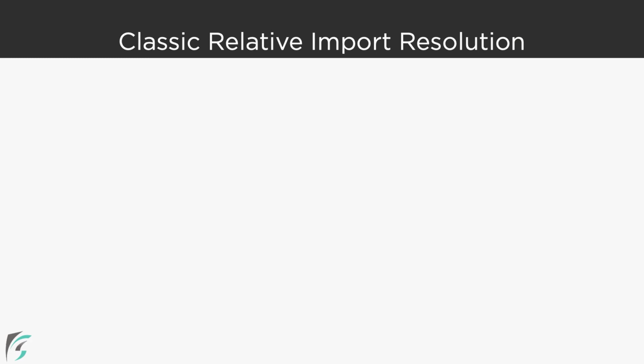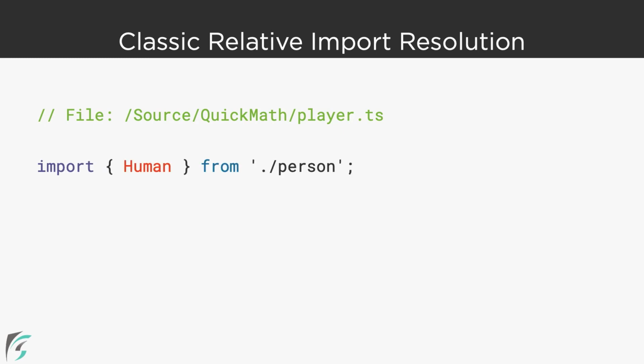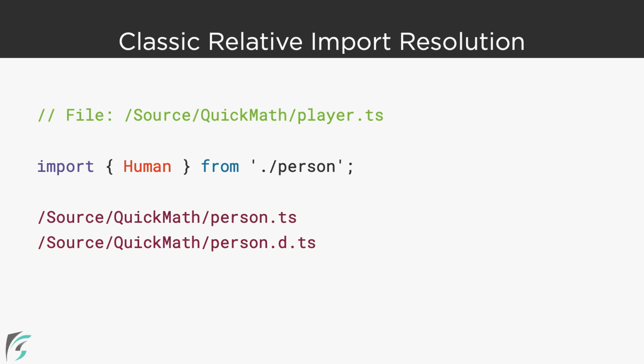Resolving relative imports in classic mode is pretty straightforward. Let us suppose this is a file named player.ts located in the source quickmat directory. Here, I have imported the person module and used / to indicate that it is in the current directory. In this case, TypeScript will look for the person module in the person.ts file in the same directory. If the file is not found, it will look for the person.d.ts file in the same directory. It is a different standard TypeScript file extension which we can use with the type declaration file. This type declaration files provide type information for JavaScript libraries that we want to use in our TypeScript projects. We will talk more about it in the next chapter.